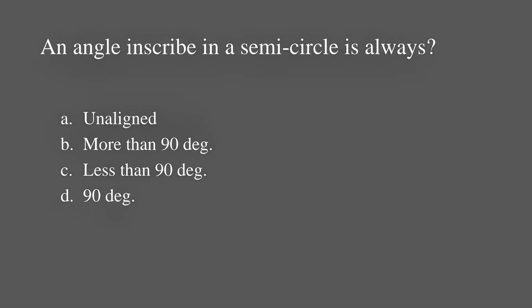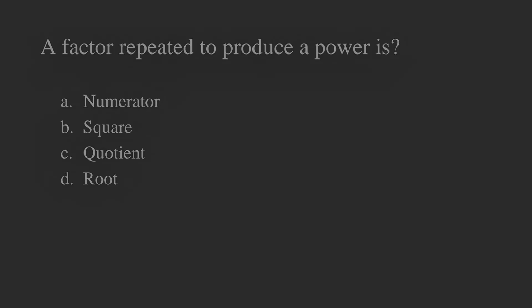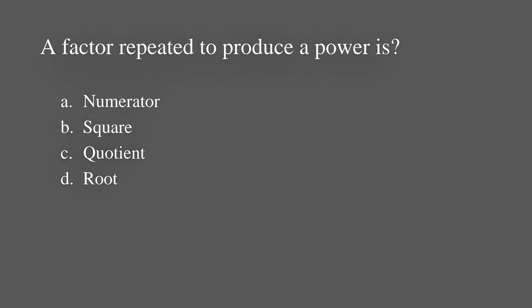Similar. An angle inscribed in a semicircle is always A. Unaligned. B. More than 90 degrees. C. Less than 90 degrees. D. 90 degrees. The answer is letter D. 90 degrees. A factor repeated to produce a power is A. Numerator. B. Square. C. Quotient. D. Root. The answer is letter D.